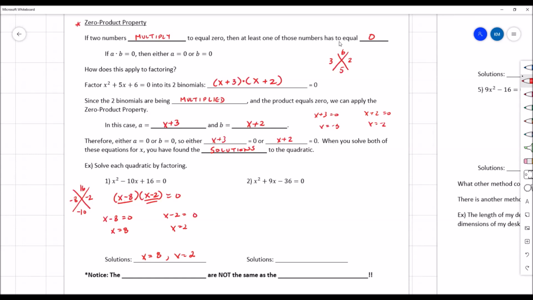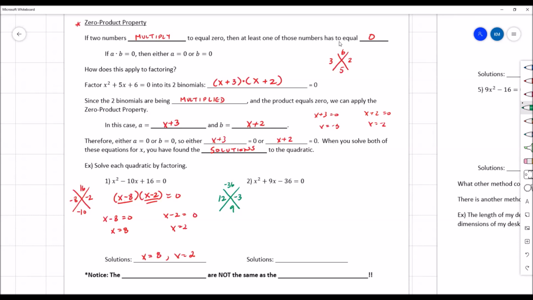Next problem on the other side. Same kind of thing. A is 1. Great. Looking for 2 numbers that add to give me 9 and multiply to give me negative 36. 18 and 2, 9 and 4, 6 and 6, 12 and 3. 12 and 3. There we go. Positive 12, negative 3.